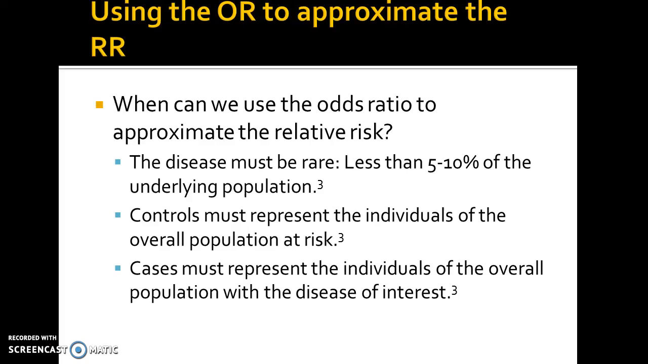Now, when can we use the odds ratio to approximate the relative risk? Well, the disease must be rare. It has to be less than 5 to 10% of the underlying population with the disease. The controls must accurately represent the individuals of the overall population, and our cases must accurately represent the individuals in that population that have the disease of interest.